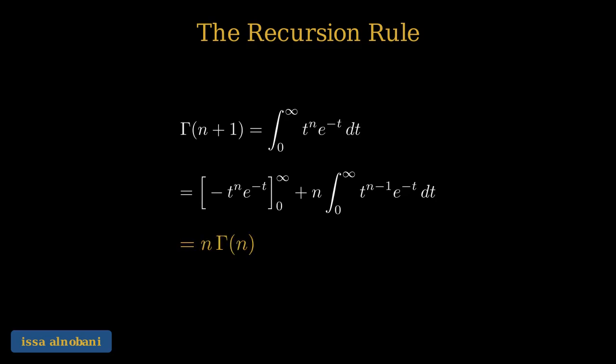Using integration by parts, we can show that gamma of n plus 1 equals n times gamma of n. This is exactly the same recursive pattern as the factorial rule.